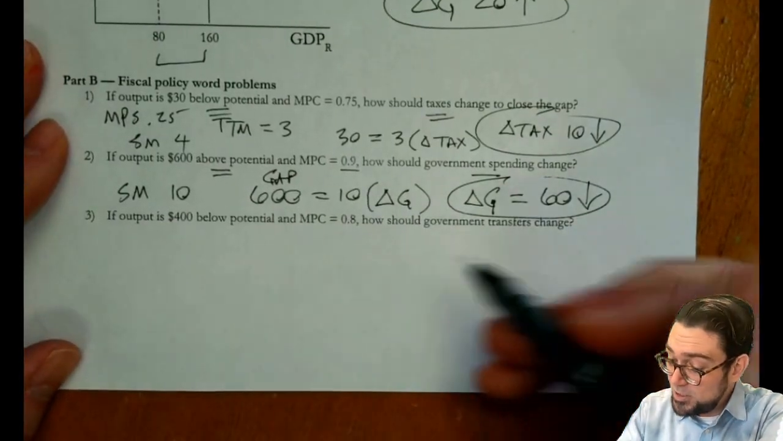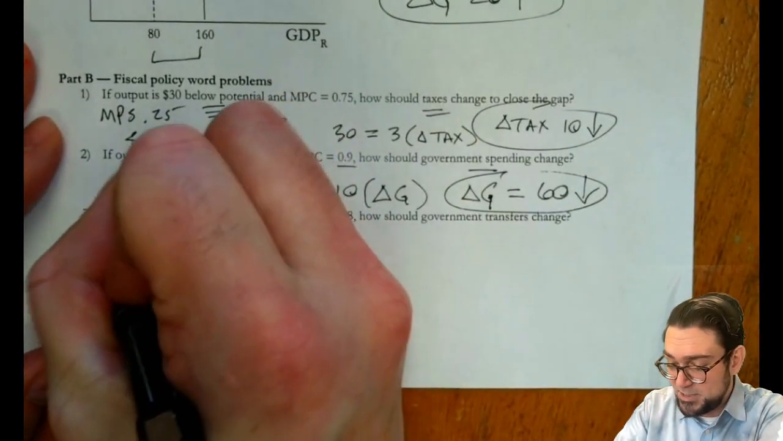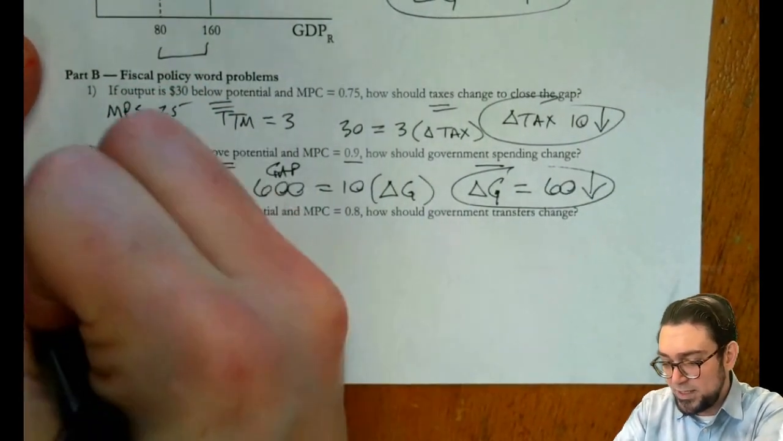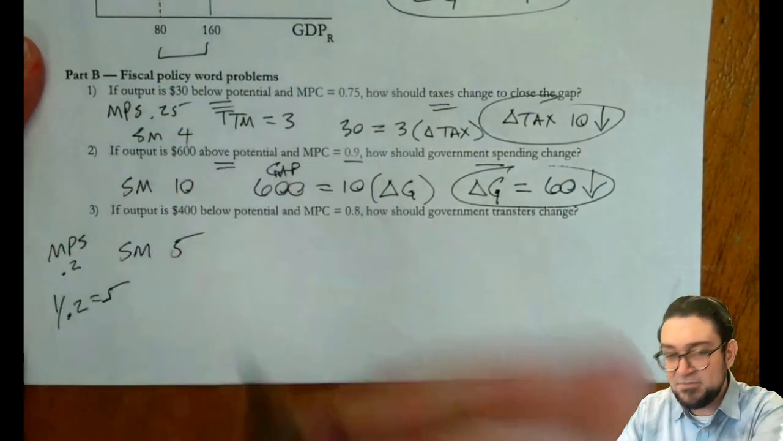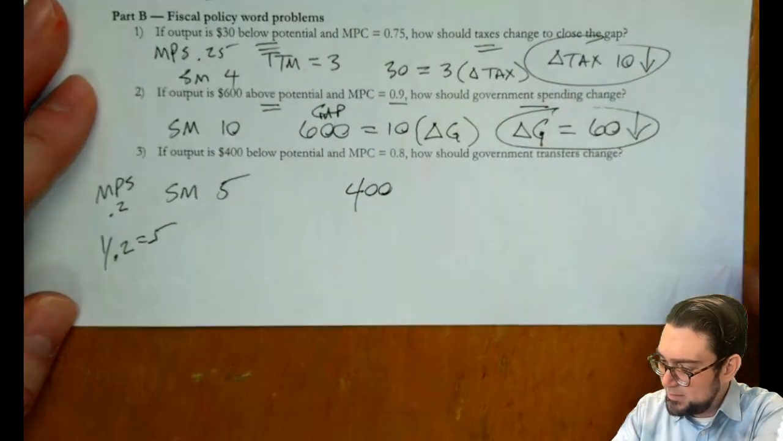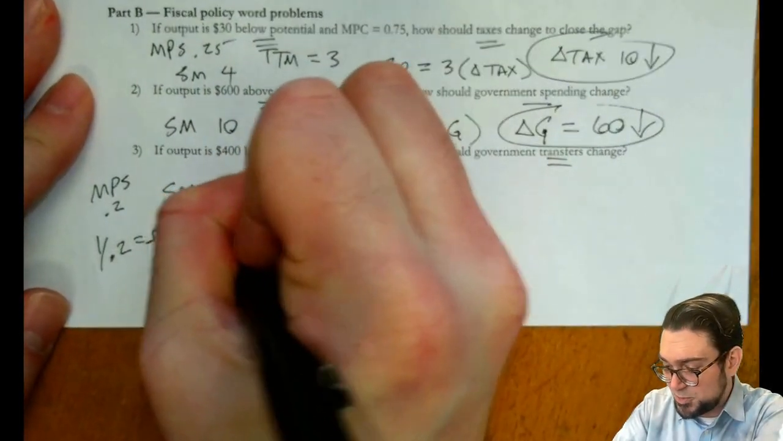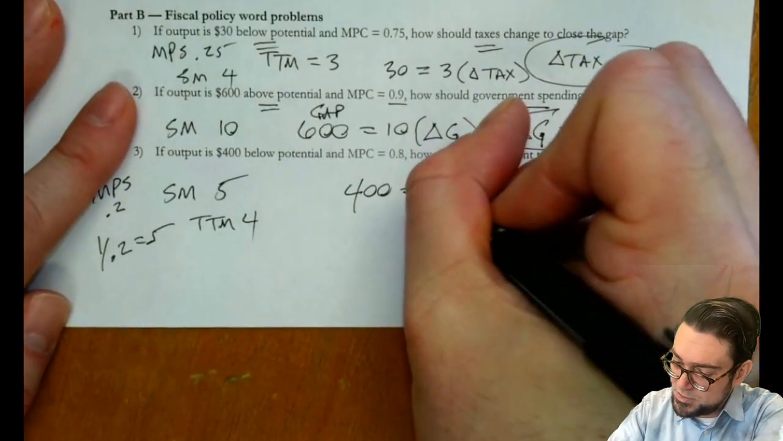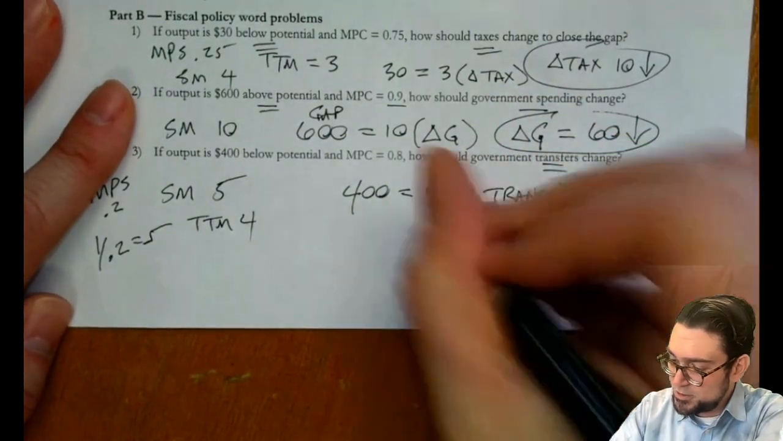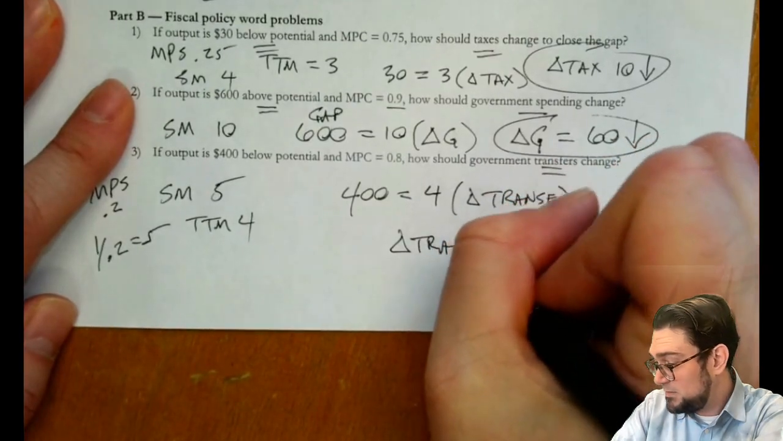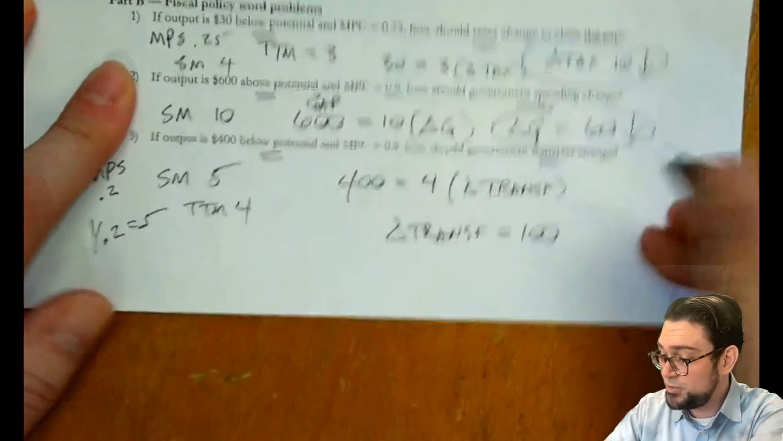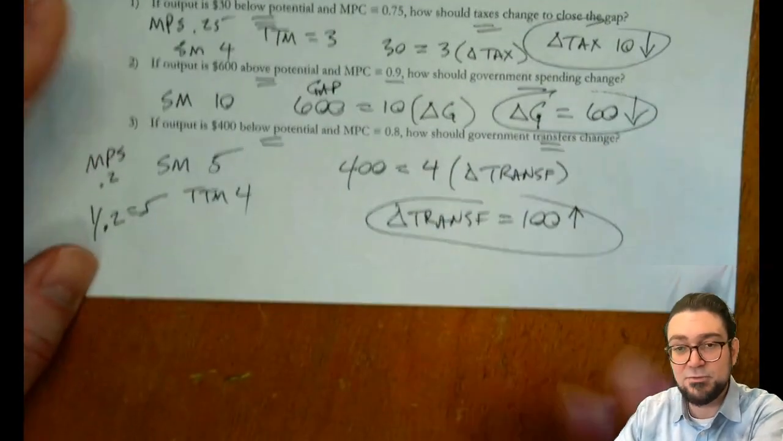And output is 400 below potential for this one. MPC is 0.8, so that makes our spending multiplier 5. And again, how am I doing that? MPS is 0.2, right? 1 over 0.2 is equal to 5. So we're just really doing that little step in our heads at this point. 400. And it says transfers. So we need the taxes and transfers multiplier, which is 4. 400 is equal to 4 times a change in transfers. And so our change in transfers would be 100. And do we want to go up or down? We are below potential, so we want more transfers, more money running out the door.